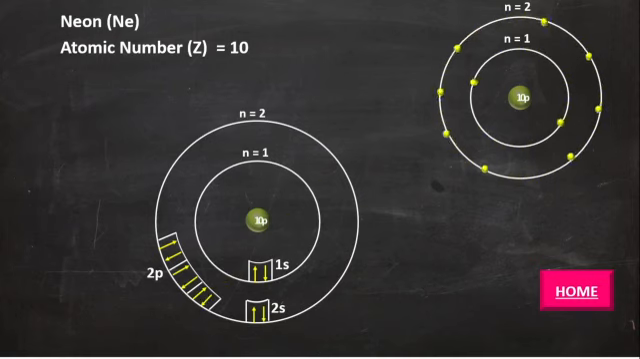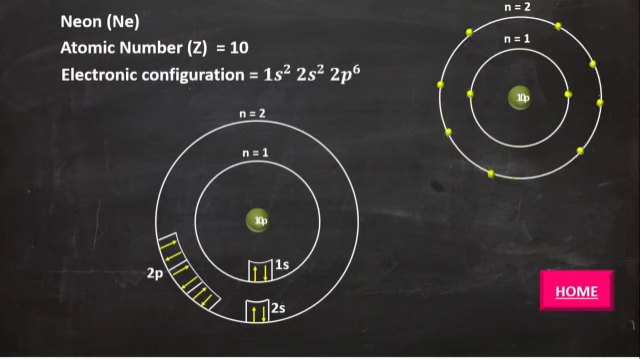That's all. So these are the 10 electrons present in various orbitals in the case of neon. So in 1s there are 2 electrons, in 2s there are 2 electrons, and there are 6 electrons in 2p. Okay, so in this way the electronic configuration is 1s2, 2s2, 2p6. Okay, thank you.